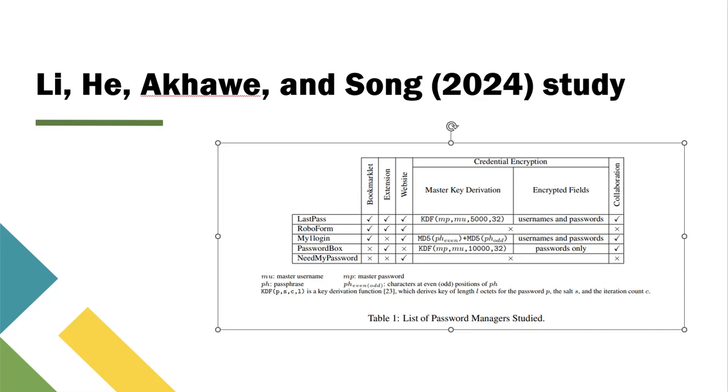Nobody wants to open up an app on one screen, manually type it in, and then, as they're doing their work, keep referring back to the app, when you can just have a plugin auto-enter the credentials and you click one button and you're in, that type of thing. But anyways, their study went on to identify LastPass, RoboForm, My1Login, Password Box, and Need My Password. And they went through the pros and the cons of those as well.